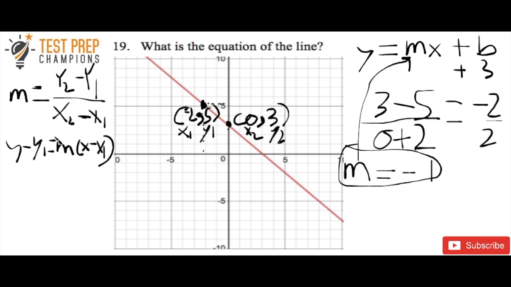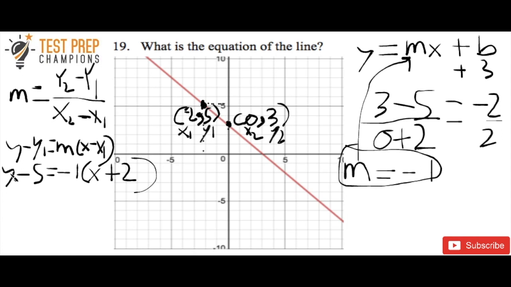So what we do is we just plug things into this formula right here: y minus y1 equals m times x minus x1. Our y1 is 5, remember that from before? We set that equal to our slope, which we just figured out as -1, times x minus x1, where our x1 is -2. So again, we've got -2, and we can just make that plus.